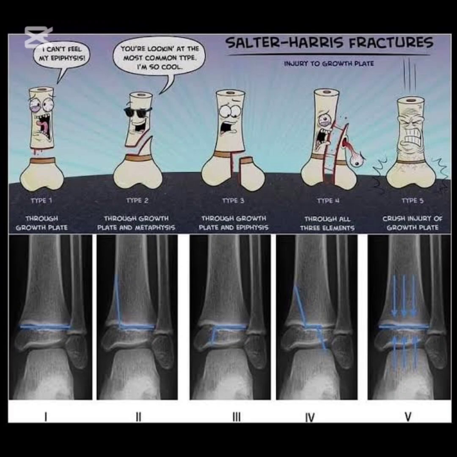Then this picture is trying to show the correlation between the pictorial view of the particular type with its corresponding radiological picture. So we can go through this slowly and we'll try to correlate the clinical picture and the description with the radiological view.